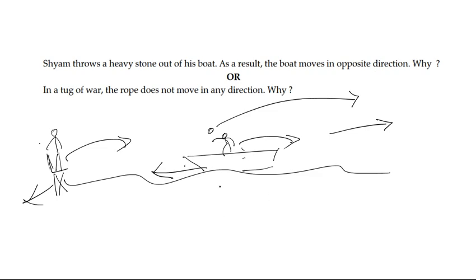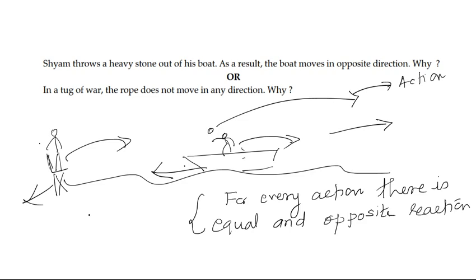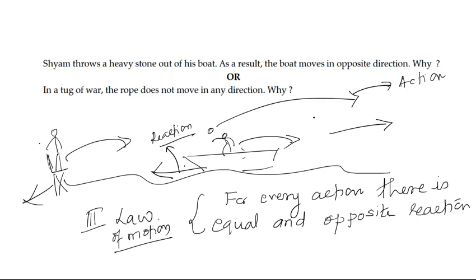Okay, very simple. For every action, and what is the action? This is the action. For every action there is an equal and opposite reaction. And what is that? It is Newton's third law of motion. Remember, because there is Newton's third law of gravitation also. So if there is an action, this is the reaction, and they are in opposite directions but of equal magnitude.